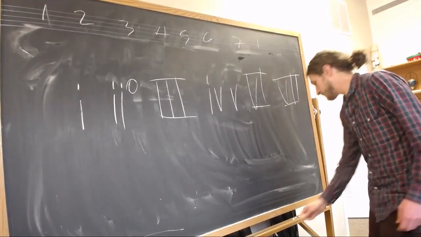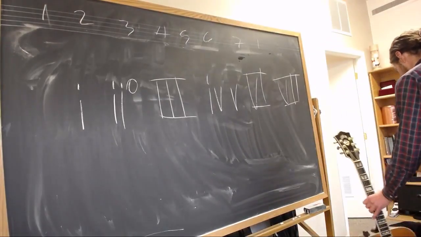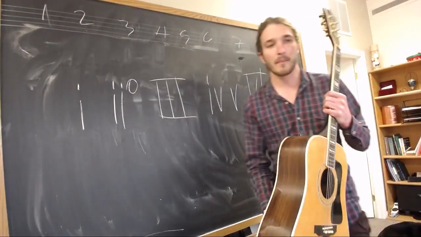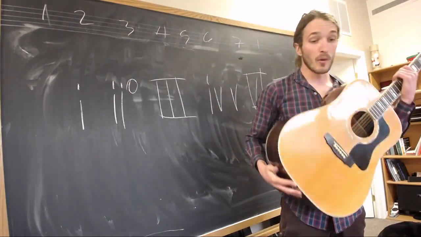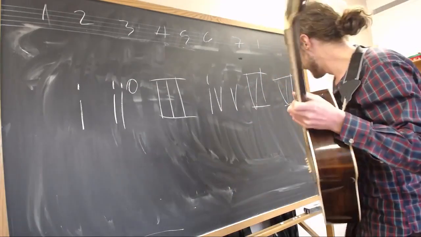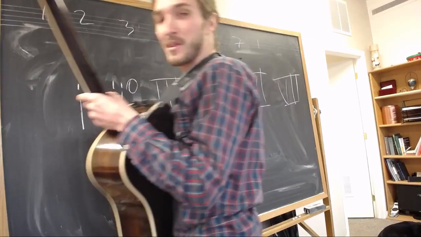All right. So let's take a look at a couple common minor keys for guitar. First and foremost, probably A minor, and then E minor, by far the two most common, but we're going to start with A.